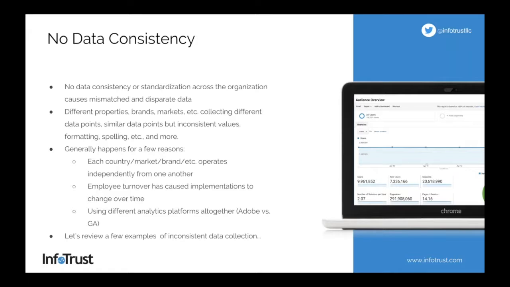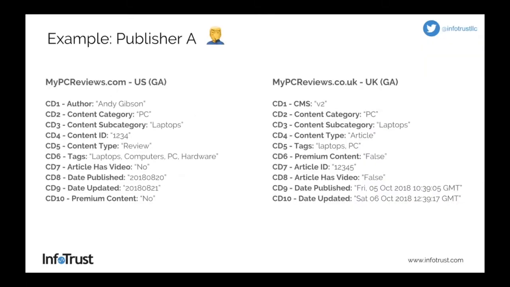So let's review a couple examples of inconsistent data capture here. Let's take an example. Say this is publisher A, and this is our facepalm here. This person has a US property for mypcreviews.com, and they're using Google Analytics. Same thing with the UK version, they're using Google Analytics as well, mypcreviews.co.uk.